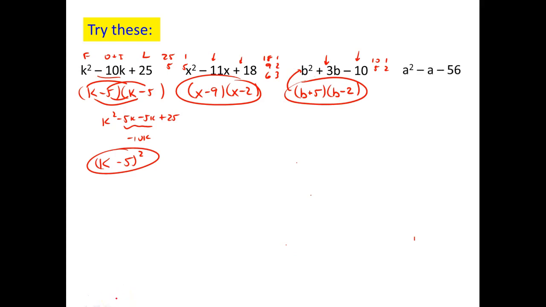And then finally, one more to try here. So I have a and a. We have 56 and 1, 28 and 2, 14 and 4, or 7 and 8 as possibilities to get 56. We need a negative, so one's going to be positive and one's going to be negative. And we want them to combine to give us a negative 1. So that looks to me like a 7 and an 8 are going to work because they're 1 apart. And we want a negative sign, so let's make the 8 negative and the 7 positive.